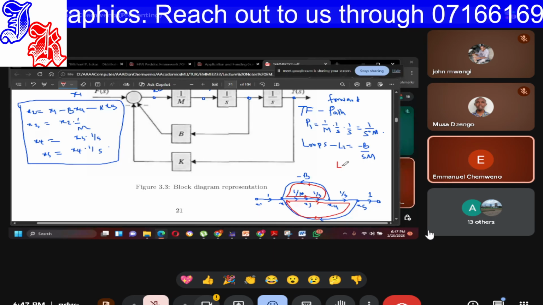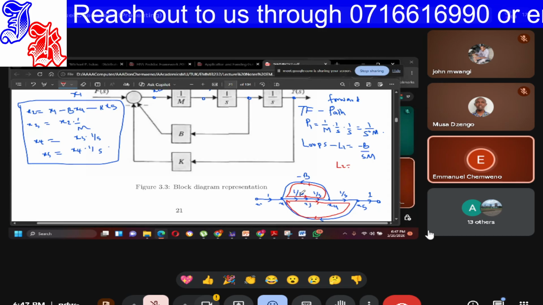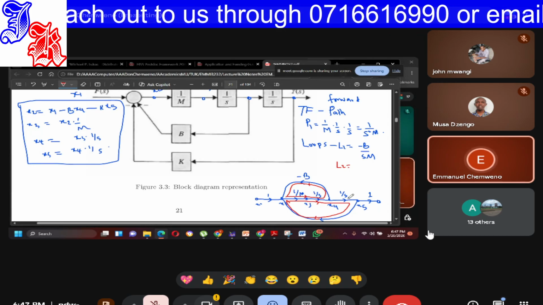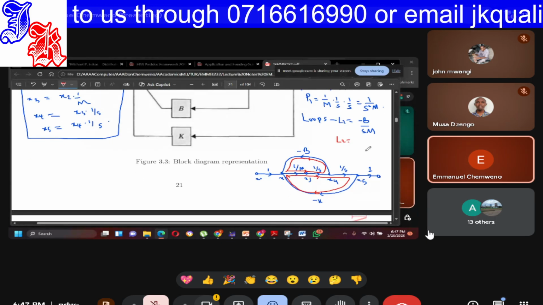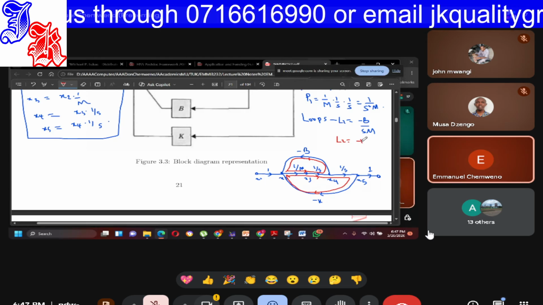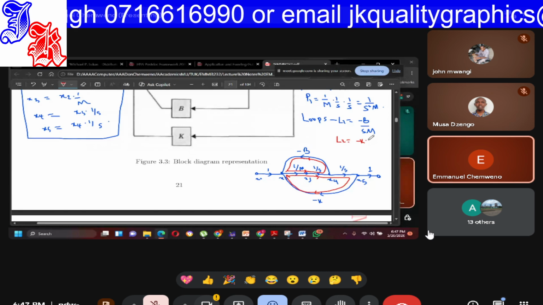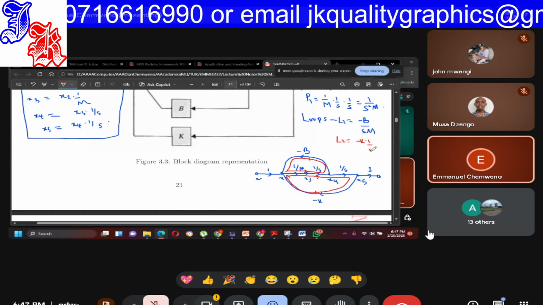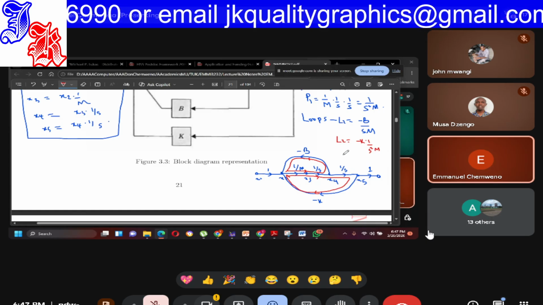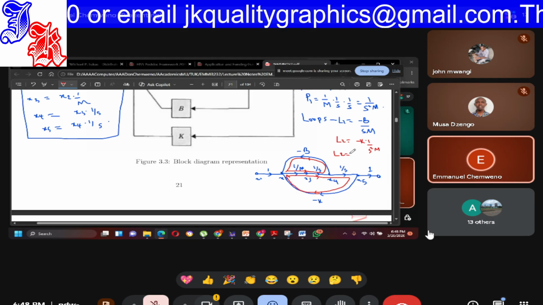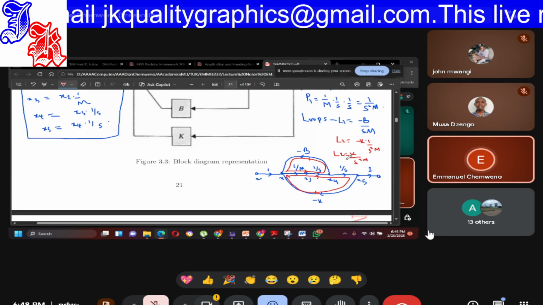Loop 2 is equal to 1 over m, 1 over s, 1 over s, and this was k. So loop 2 is negative k, 1 over m, s squared, m. So loop 2 is equal to k over s squared m with a negative.